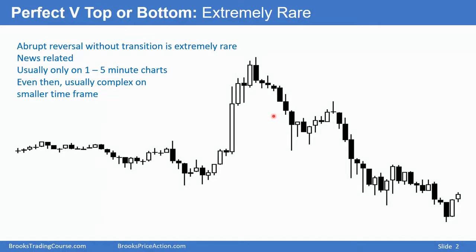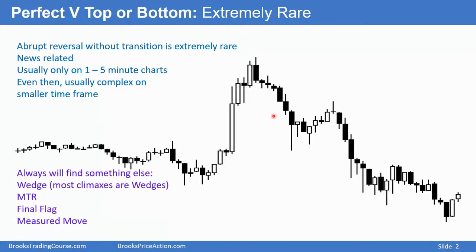And even when they occur, there's usually a more complex pattern on a smaller time frame chart like a wedge or a parabolic wedge. I always find something else. Whenever I see something that someone might call a V-top, here they would call it a V-top. Some traders use the phrase inverted V because it's an upside down V. I always know there's something else and I always look for something else.